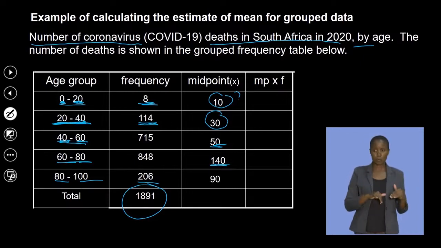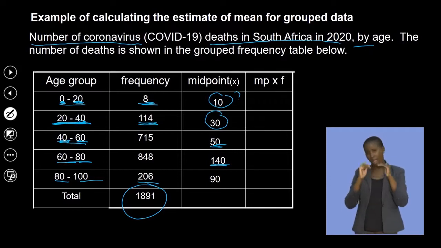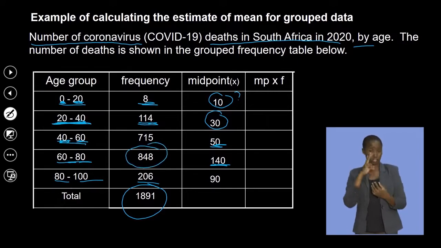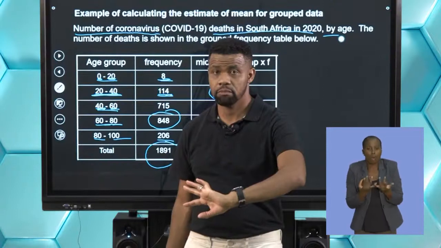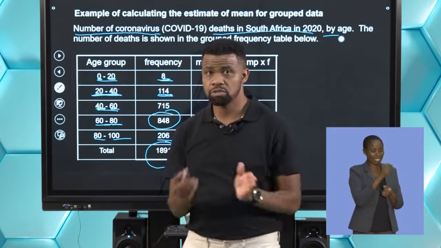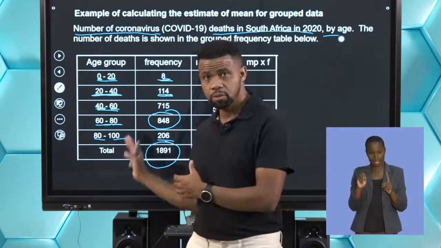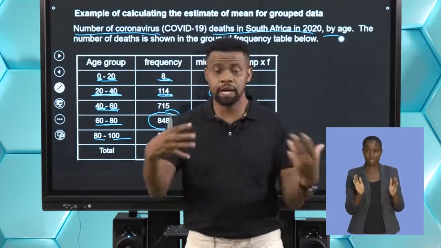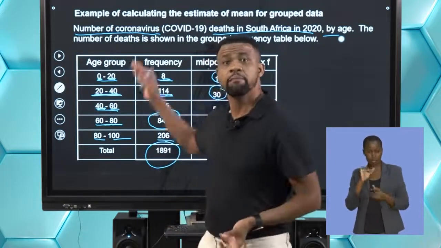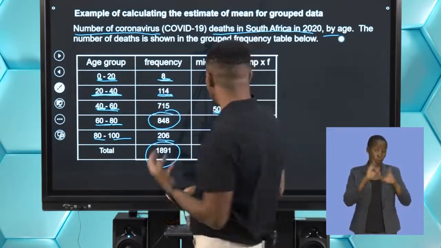So now we have the interval, the frequency, and the midpoint. The frequency just tells us how many people died in each interval. And we can see the highest is 60 to 80. If you are between the ages of 60 and 80, the likelihood of dying from COVID-19 is very high based on that data.